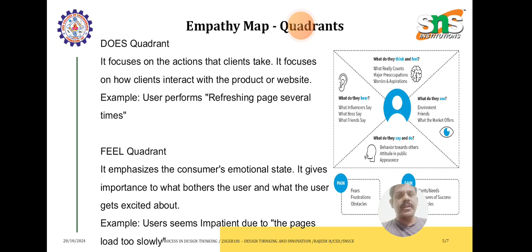And the feels quadrant emphasizes the consumer's emotional state, giving importance to what bothers the user and what the user gets excited about. Example: the user looks very impatient because the page loads very slowly. So this is the reaction which has to be captured in the feels quadrant.